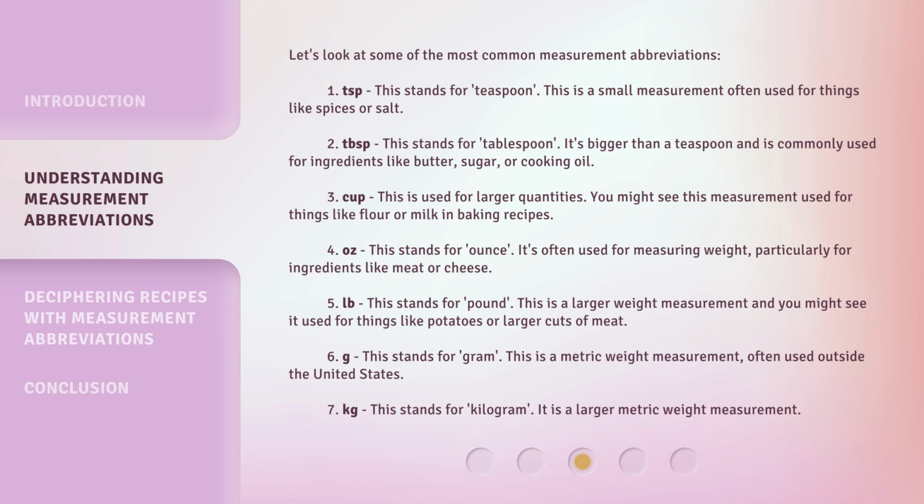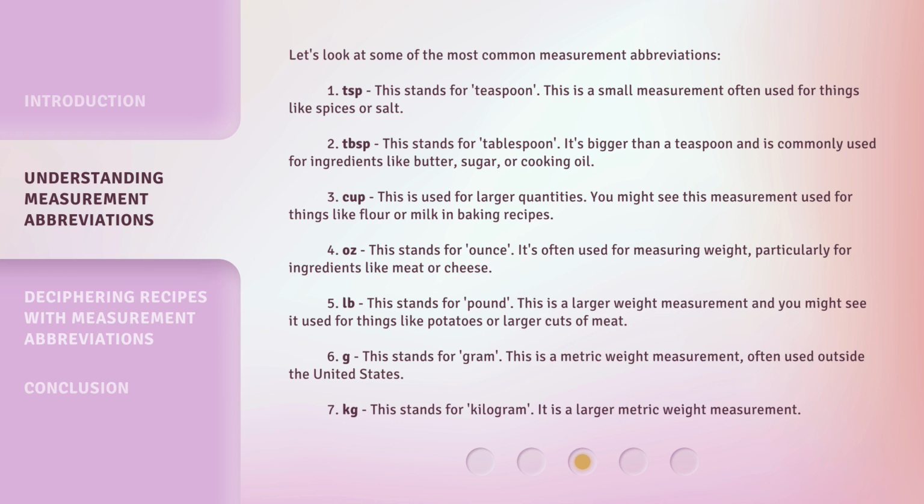3. Cup. This is used for larger quantities. You might see this measurement used for things like flour or milk in baking recipes. 4. Oz. This stands for ounce. It's often used for measuring weight, particularly for ingredients like meat or cheese.